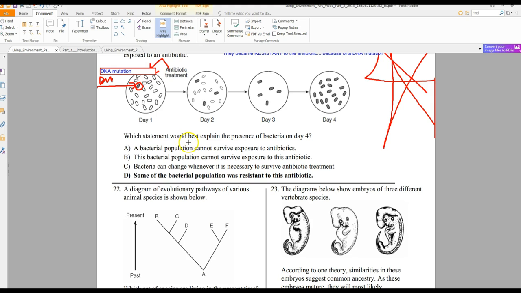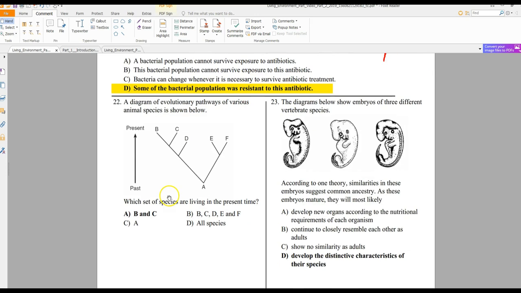Which statement would best explain the presence of bacteria on day 4? D. Some of the bacteria population was resistant to this antibiotic because of DNA mutation. You know, a level up.